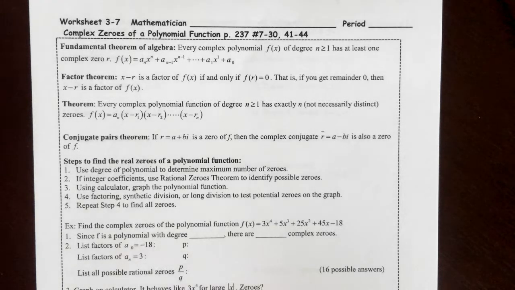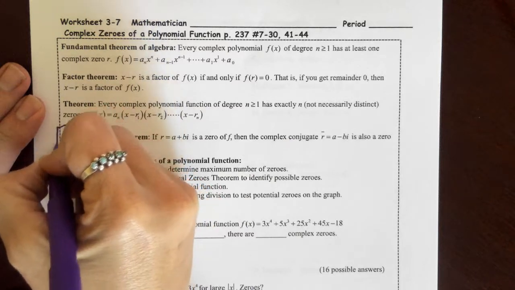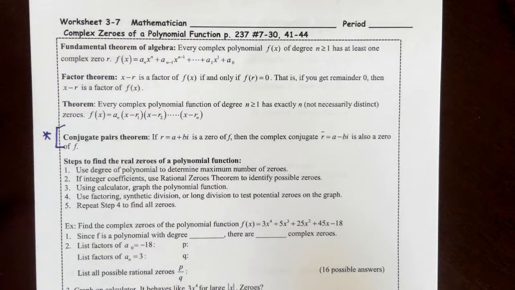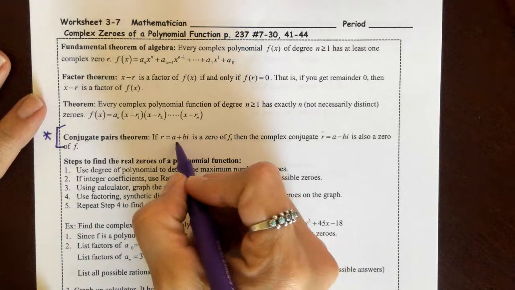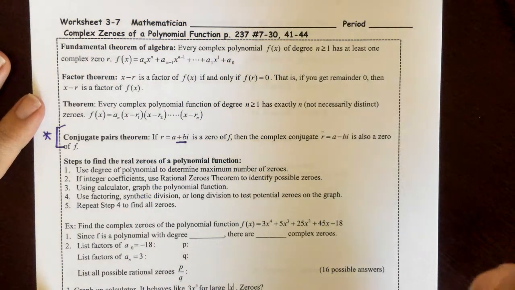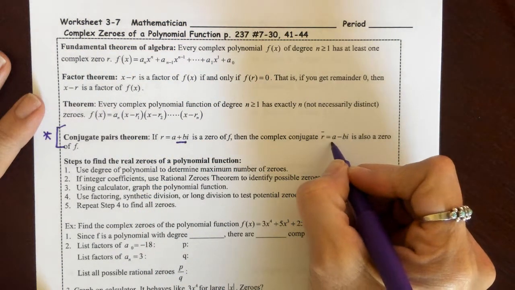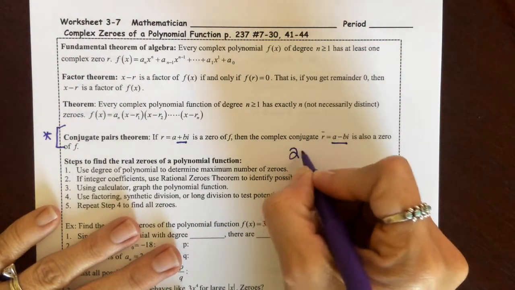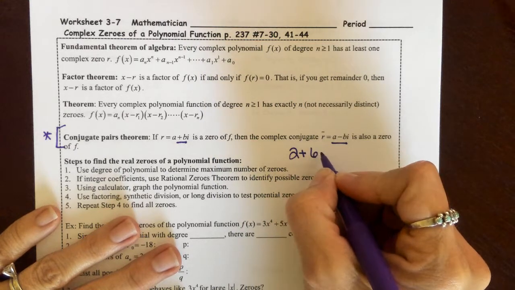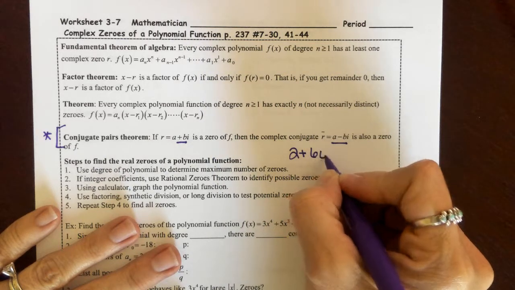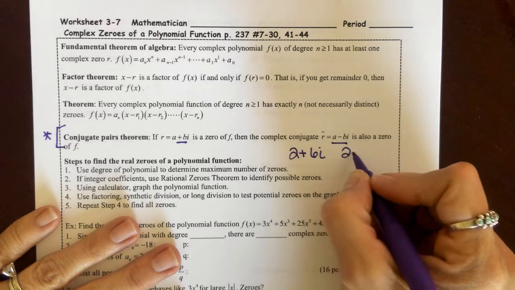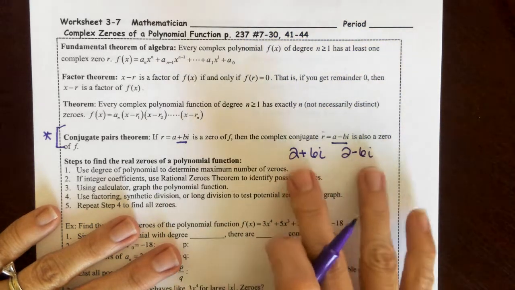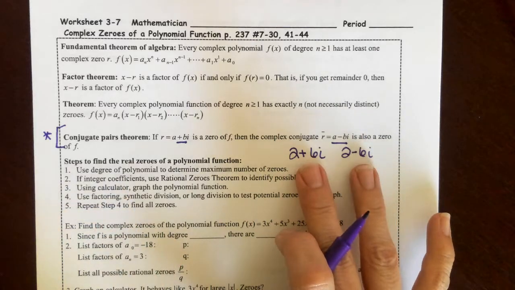Alright, on Thursday we talked about complex zeros of a polynomial, and we talked about that these complex zeros come in what we're going to call a conjugate pair, which means if you have a plus bi, then the a minus bi will also follow. So in class I said, okay, if we have 2 plus 6i, then you're also going to have 2 minus 6i. These are called conjugate pairs, and they always go together.